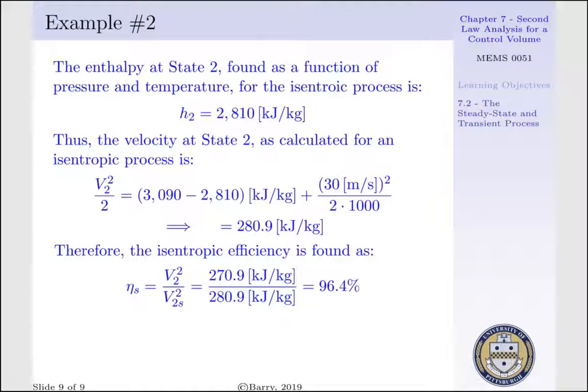Thus, our isentropic efficiency is found as our actual velocity at state 2 squared per our ideal velocity at state 2 squared. Our actual velocity at state 2 squared per 2 was found to be 270.9 kilojoule per kg. Our ideal velocity at state 2 squared per 2 was found to be 280.9 kilojoule per kg. Thus, our isentropic efficiency is 96.4%.